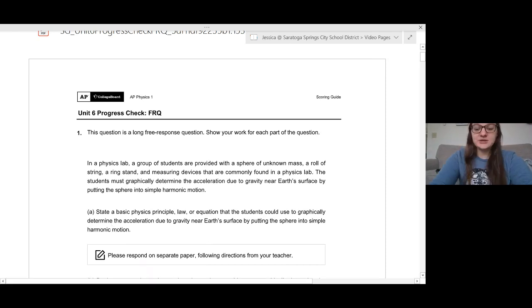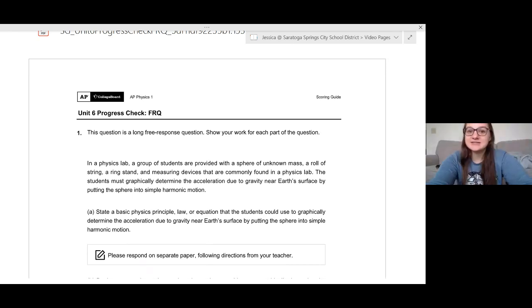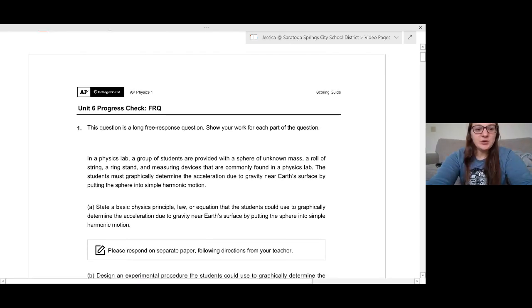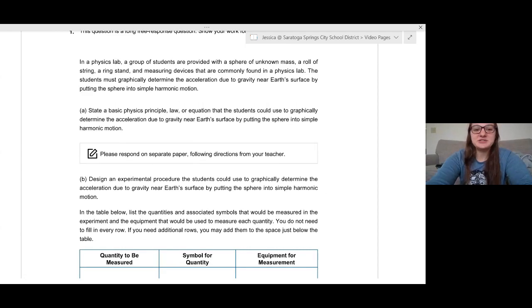Okay, so this first question is actually an experimental design question, which technically is not going to be on the exam this year, but always good to do because the second half of this problem actually has some really great quantitative, qualitative translation stuff. So we have a physics lab group of students are provided with a sphere of unknown mass, a roll of string, a ring stand, and measuring devices that are commonly found in physics labs.